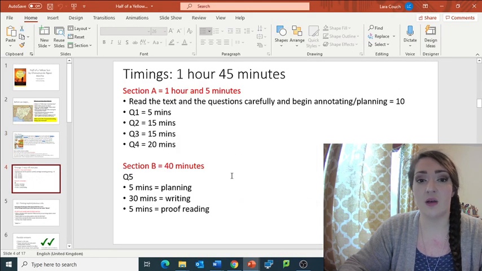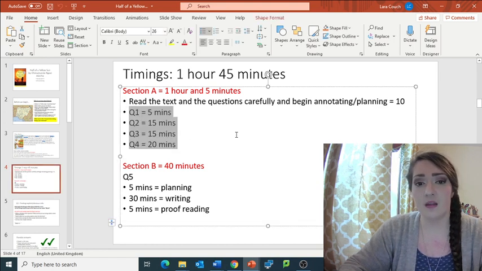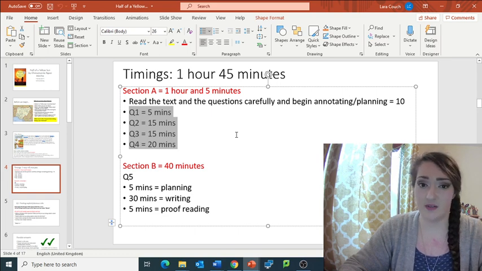So for task 2, we're having a look at exam timings. This is a really quick task. You might want to note them down, so they're just there. For section A, you have an hour and 5 minutes for this exam, so it's not a long time to write 4 answers. That's a longer one.